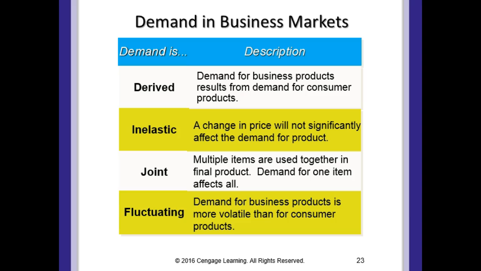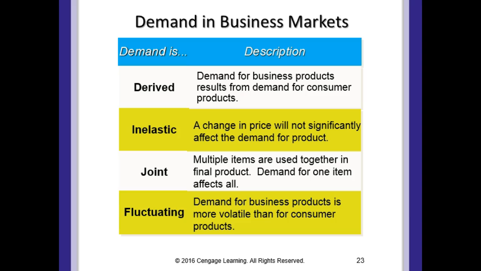Now here's where it's focusing on demand, and you want to know these 4 things. In the business markets, there are 4 different types of demand as listed here. Derived demand: demand for business products results from demand for consumer products. In essence, as consumers, you and I demand specific products, and the components that go into making those products drive the demand for business products. As demand for a consumer product like a television goes up, the demand for the business products needed to make the television will also go up.